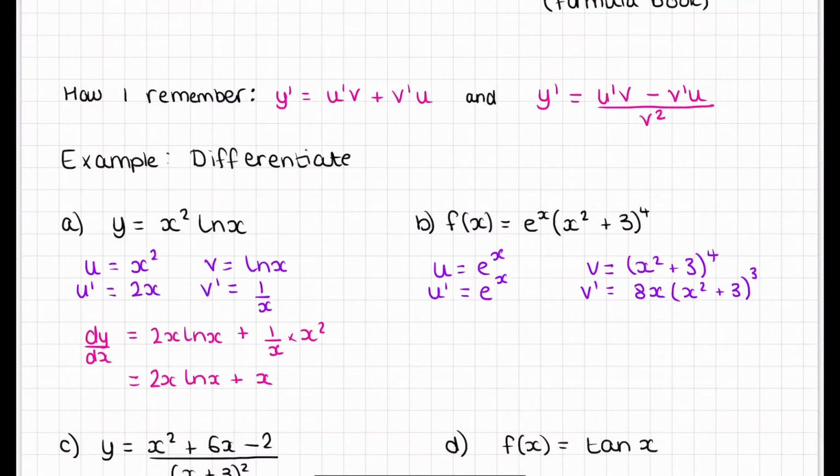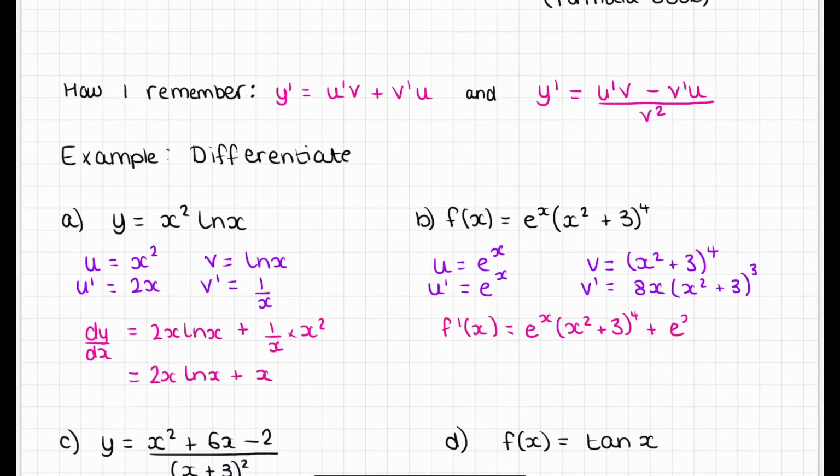Then from there we can just apply the product rule. So f dash x would equal u dash times v, e to the power of x multiplied by (x squared plus 3) all to the power of 4, plus v dash u, which would be e to the x multiplied by 8x (x squared plus 3) all to the power of 3. Now from there, there's no reason to simplify with the IB unless it is evident and a simple simplification, then you do not need to do it. So we'll just leave our answer like that.